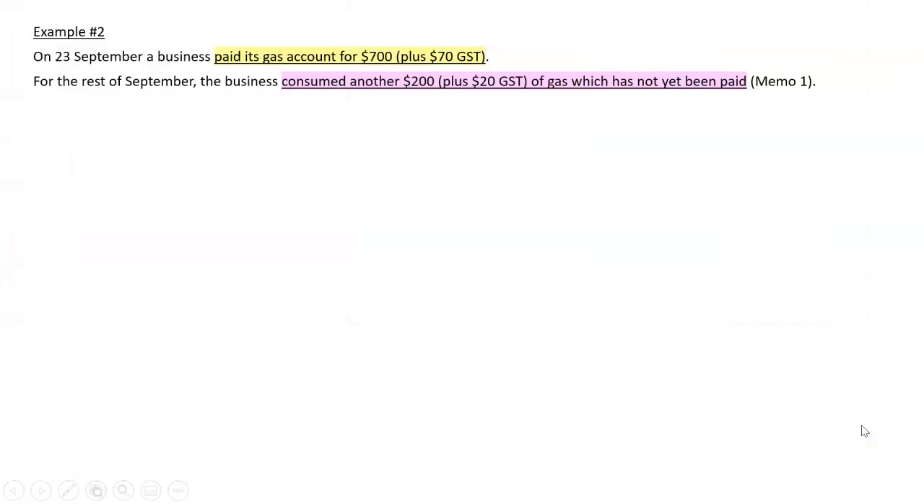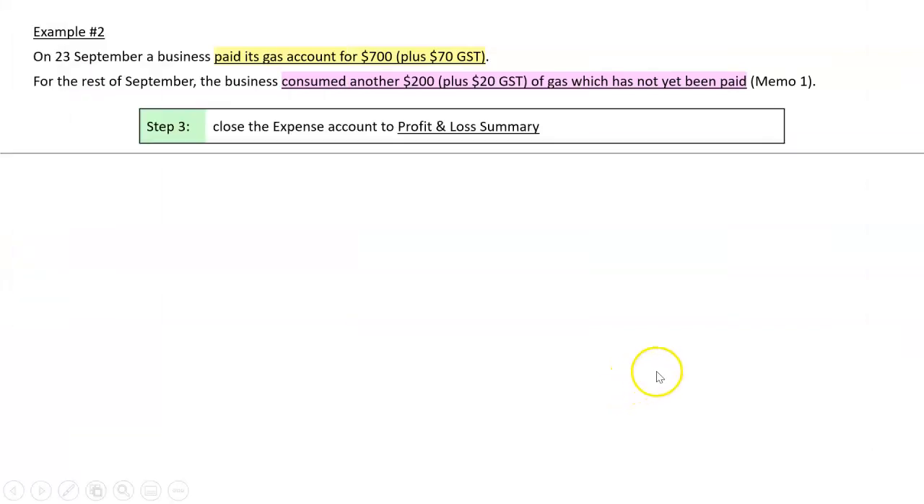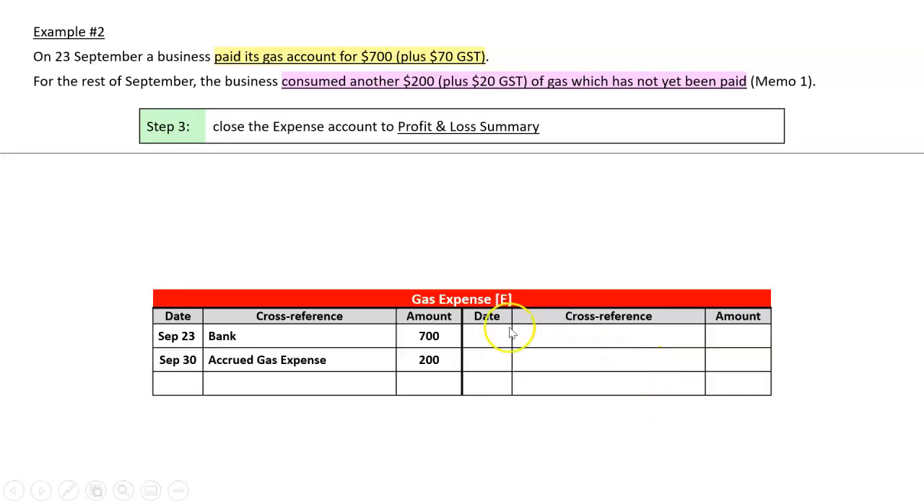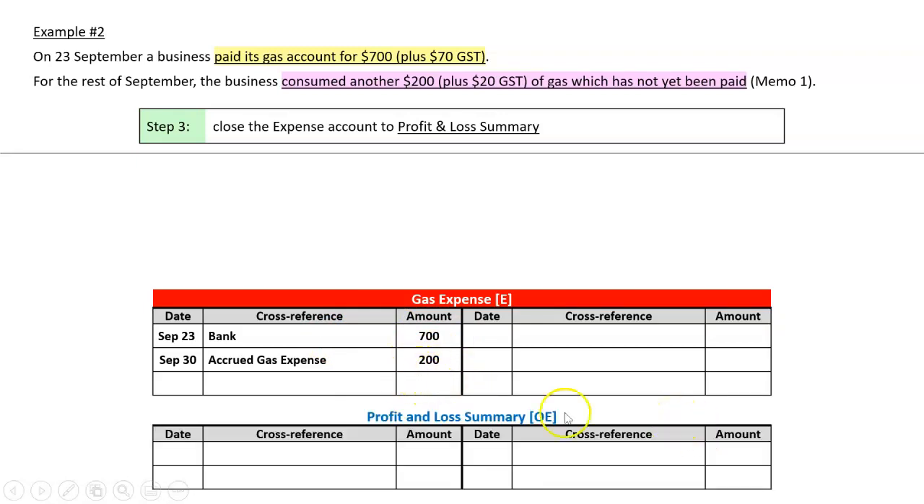Step 2 is done. Step 3, now we're going to close the expense account and profit and loss summary. What does that mean? It means that we know there's this ledger called gas that will have all these revenues and expenses for the month of September. They cannot go into next period. We're going to close them down because they're specific to this period, which is September in this case. How do we do that? Well, I'm going to create a new ledger called profit and loss summary.